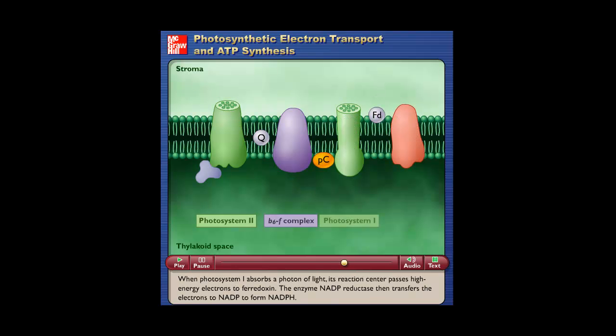When photosystem 1 absorbs a photon of light, its reaction center passes high-energy electrons to ferredoxin. The enzyme NADP reductase then transfers the electrons to NADP to form NADPH.